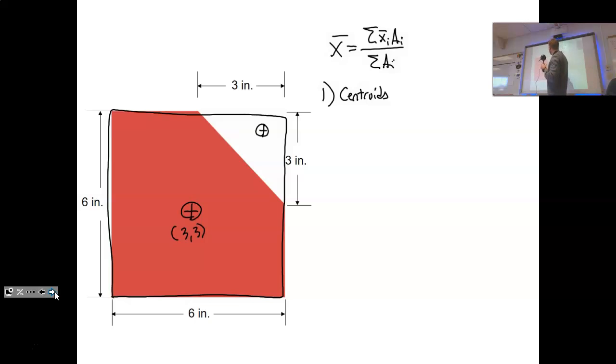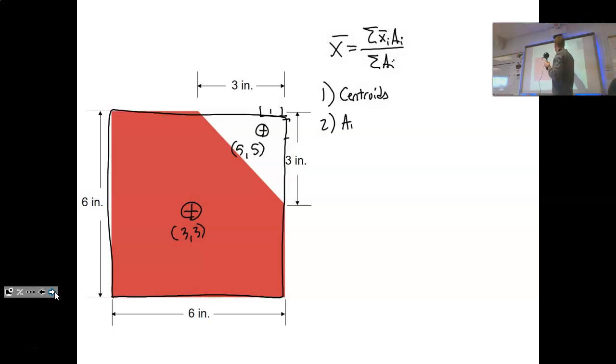Shape number 2 is a triangle. And remember, it's going to be a third of the way. So this distance right here is 1. So that means that the x value is 5 from the left and 5 from the bottom. So here's the x and y values of that centroid. Remember, it's a third, right? A third of that is 1. So 6 minus 1 is 5.